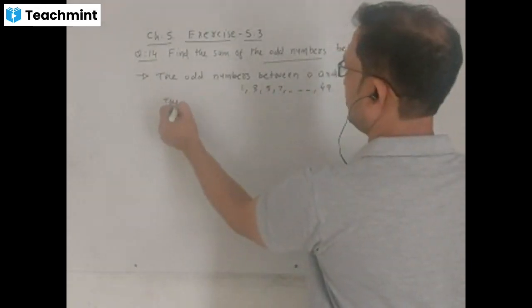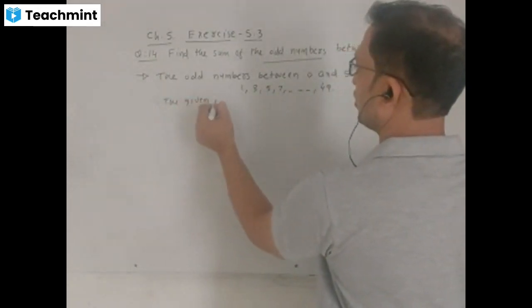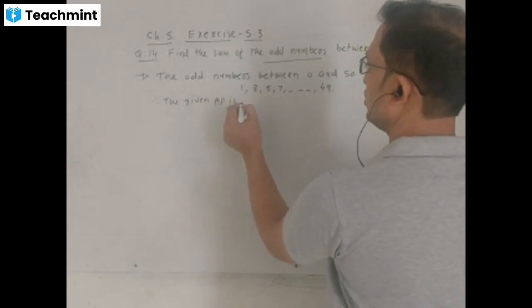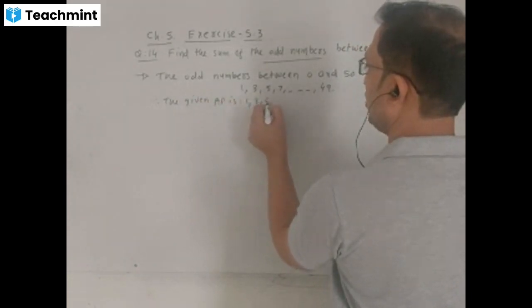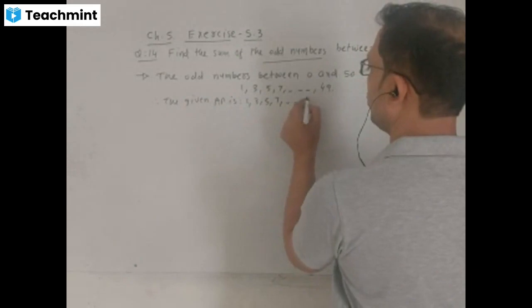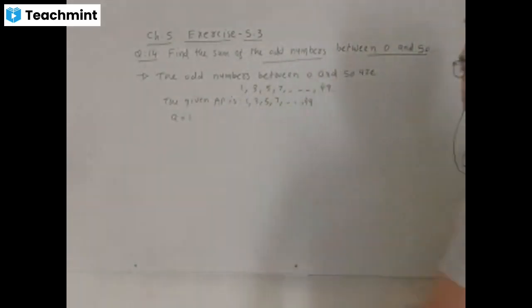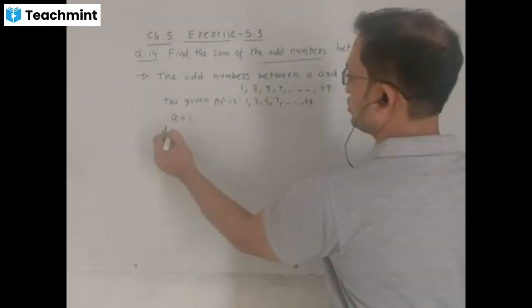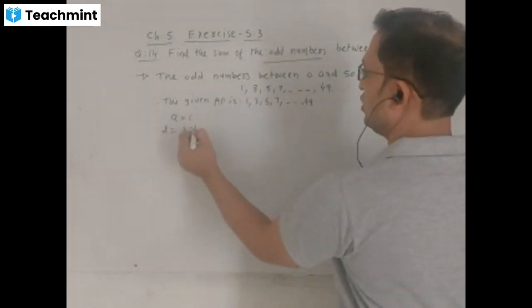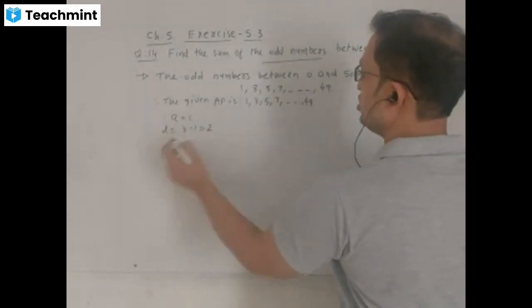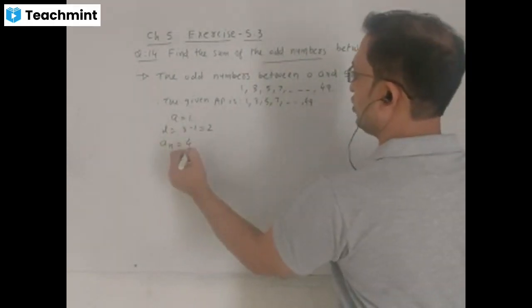Therefore, the given AP is 1, 3, 5, 7 up to 49. What is A? A is equal to the first term, that is 1. D is the common difference, 3 minus 1, that is equal to 2. And the last term is An. An is equal to 49.